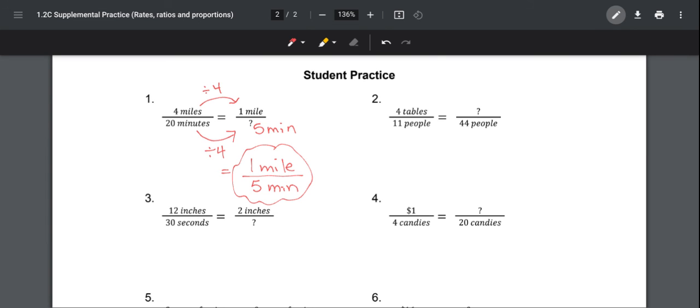On number 2, 4 tables to 11 people equals how many tables to 44 people? Since the ratio went up from 11 people to 44 people, that means you're scaling up. 11 times 4 is 44. So 4 times 4 would be 16. So this would be 16 tables to 44 people.